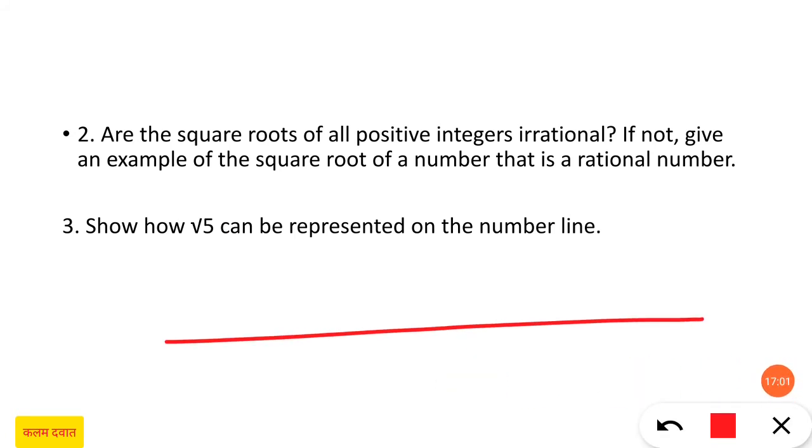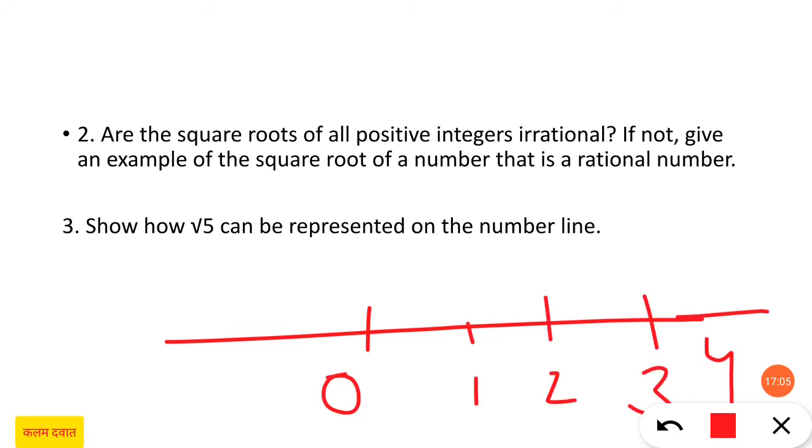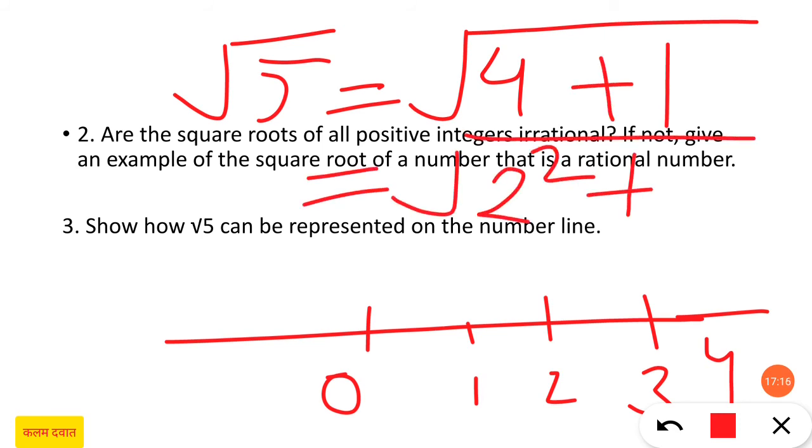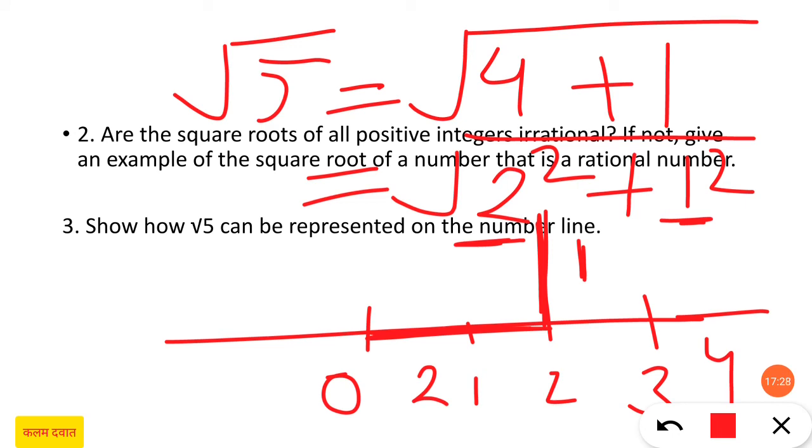So on this number line 0, 1, 2, 3, 4, we know root 5. How can we get root 5? We will get it by doing 4 plus 1, or we can write square of 2 plus square of 1. So what we have to do now is take base 2 and altitude 1 like this. This is 1 and this is 2.